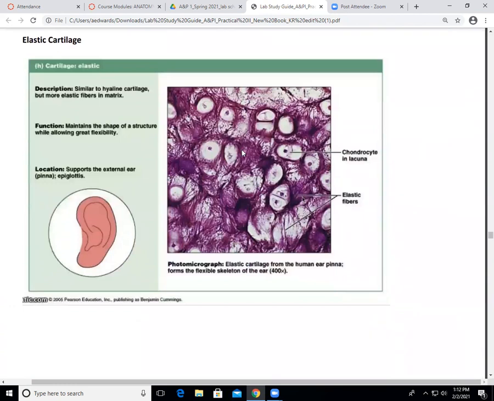Okay, next we're gonna have elastic cartilage. Okay, you still see chondrocytes in their lacunae, but the difference here is that you've got elastic fibers in it, okay? So, what do we say elastic fibers give you? Elastic fibers give you flexibility. Where do you have elastic cartilage? Your outer ear. Okay, that's why your ear bends. You've got elastic cartilage in there.